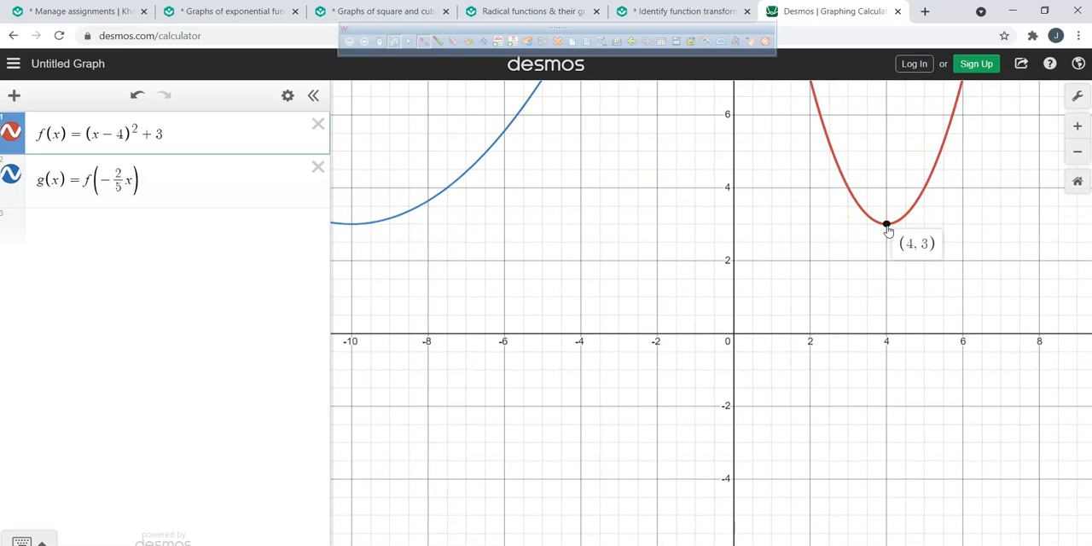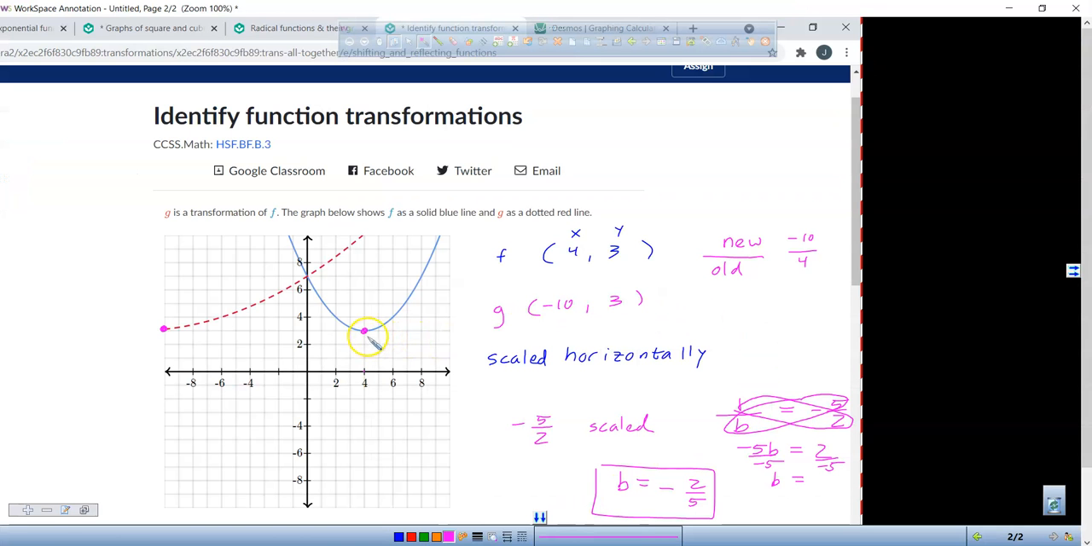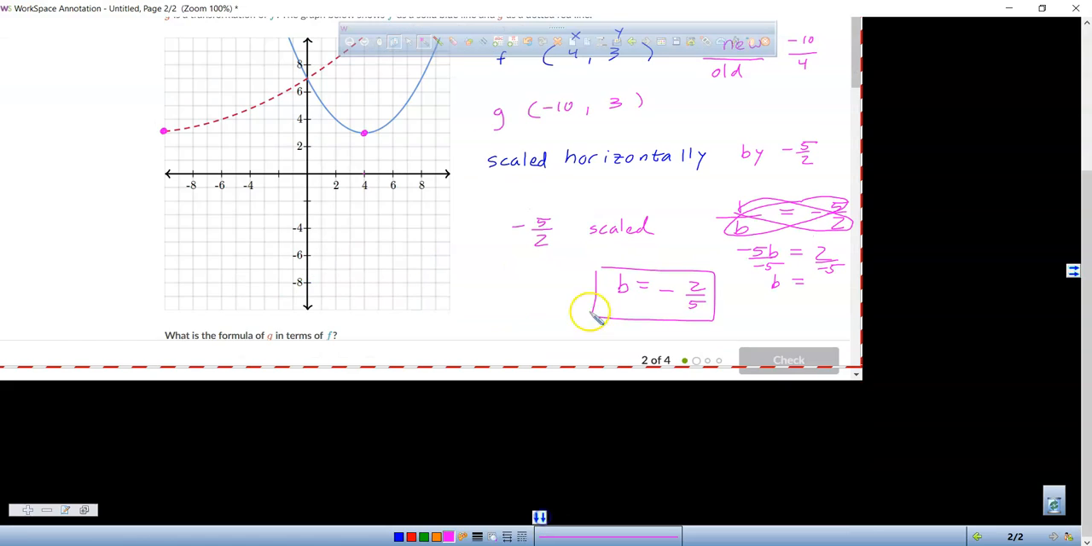But look, I went from a what? A 4 to a what? Negative 10. Went from a 4 to a negative 10. What did ours do? We went from a 4 to a negative 10. So we did the same thing. We just kind of used Desmos to figure out if we did it correctly. So this has been scaled horizontally by negative 5 over 2. But what was our b value? Negative 2/5.